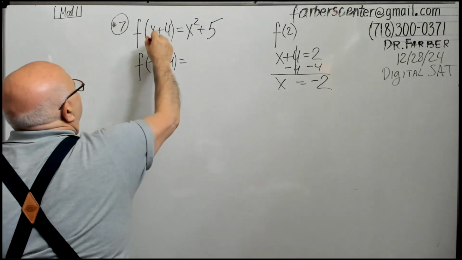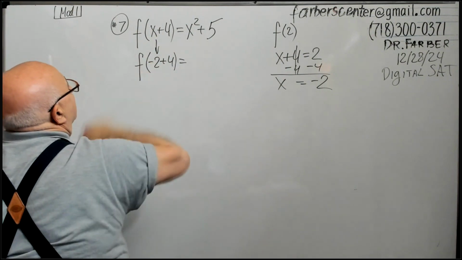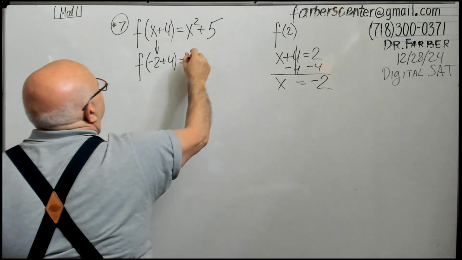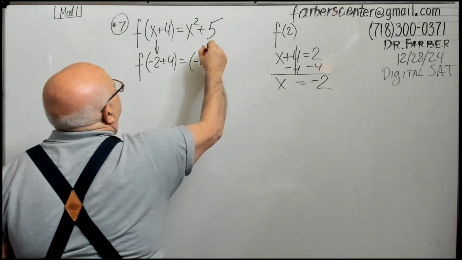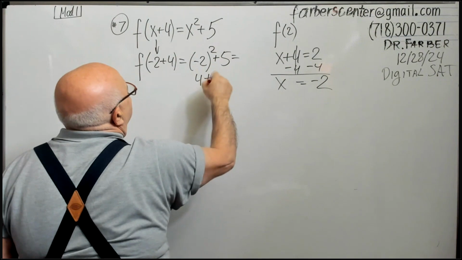How does this function work? This is x, and x equals negative 2. Negative 2 to the second power plus 5, which is 4 plus 5, which is 9.